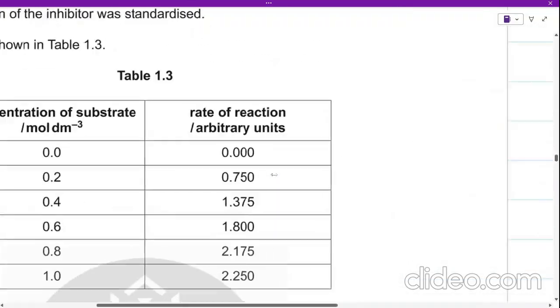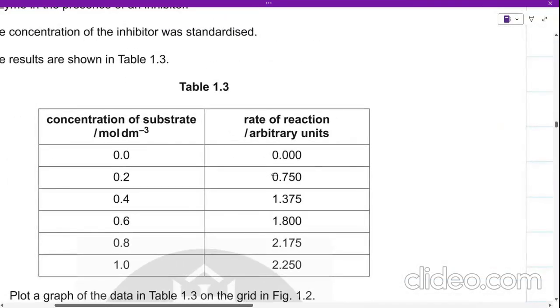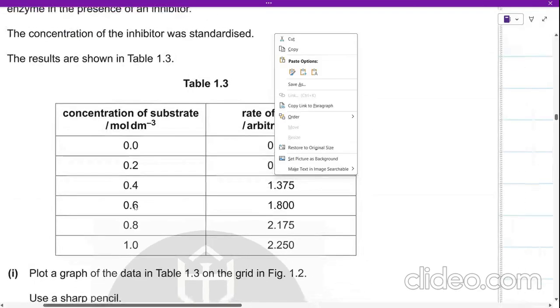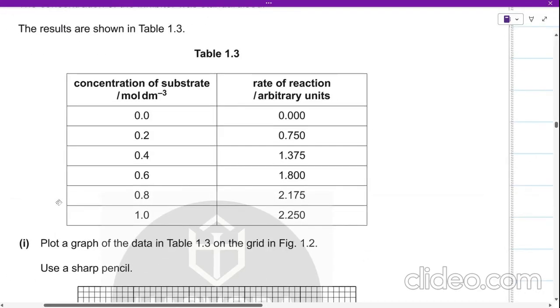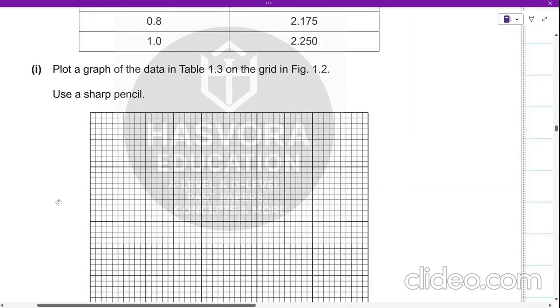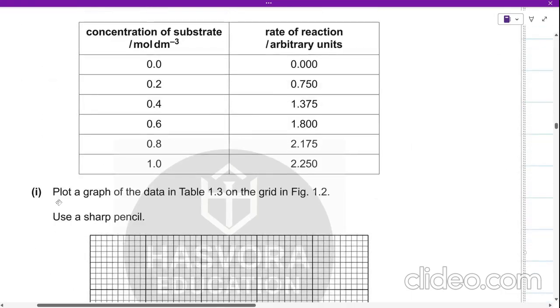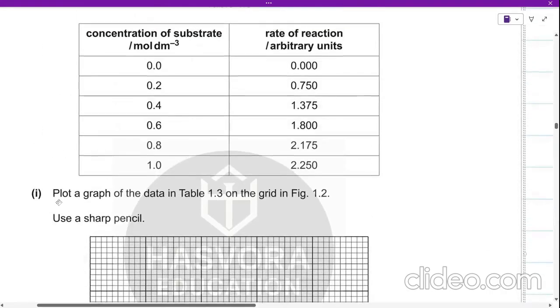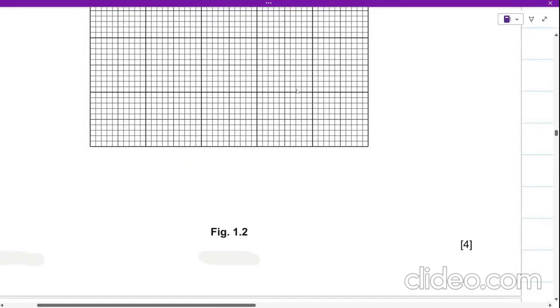So now let's move on to this question. Plot a graph of the data in table 1.3 on the grid in figure 1.2. Use a sharp pencil. Over the concentration of the substrate, the range lies from 0.0 to 1.0. Now we can divide this on the x-axis based on the number of boxes that we are being provided.